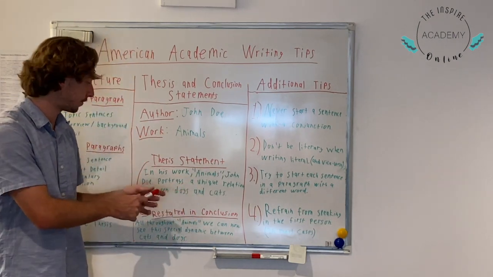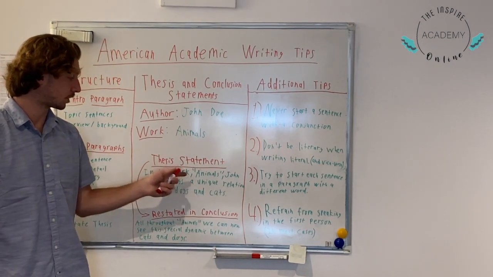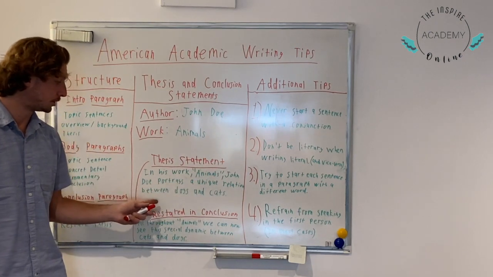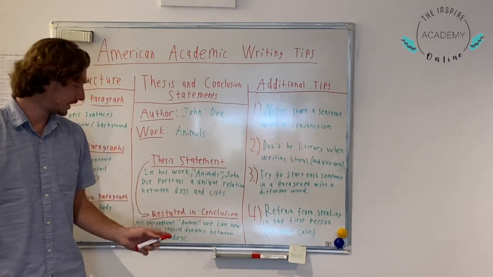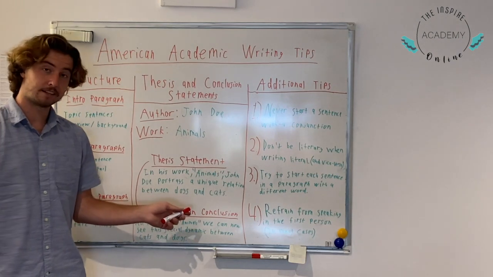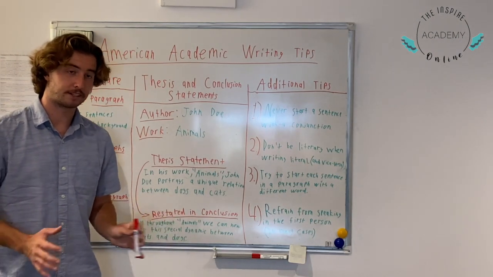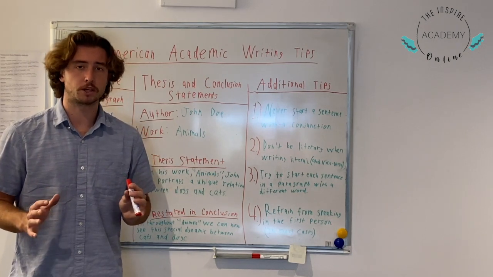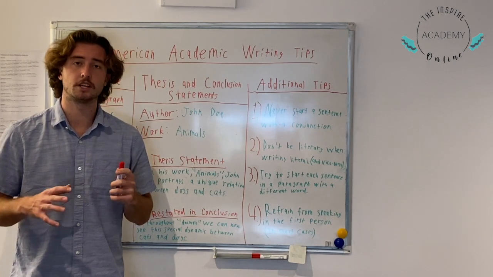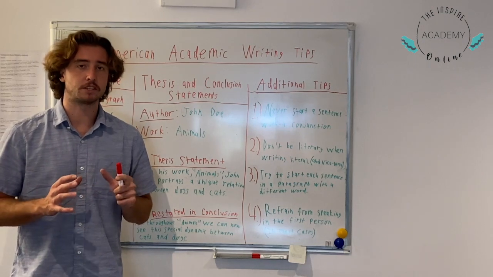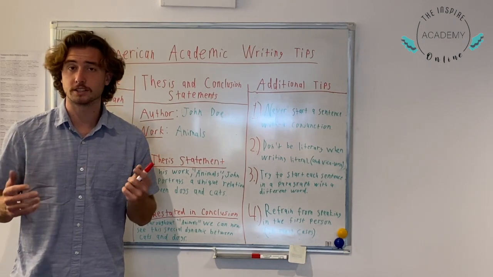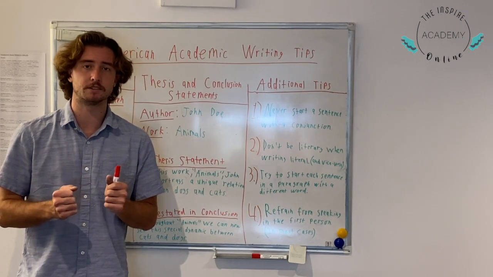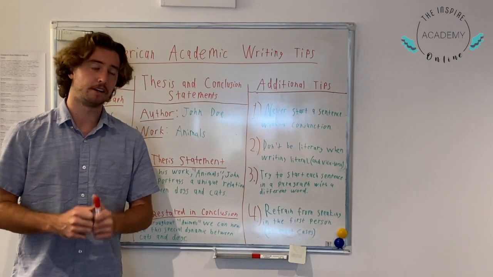So in this example, the thesis statement was, "In his work Animals, John Doe portrays a unique relation between dogs and cats." And so when restating it in the conclusion, I did something like this. You can do it however you want. There's no structure necessarily to this. It's just stating the same thing that you said before, using different words in more of a conclusion format, something that makes it feel accomplished or done.